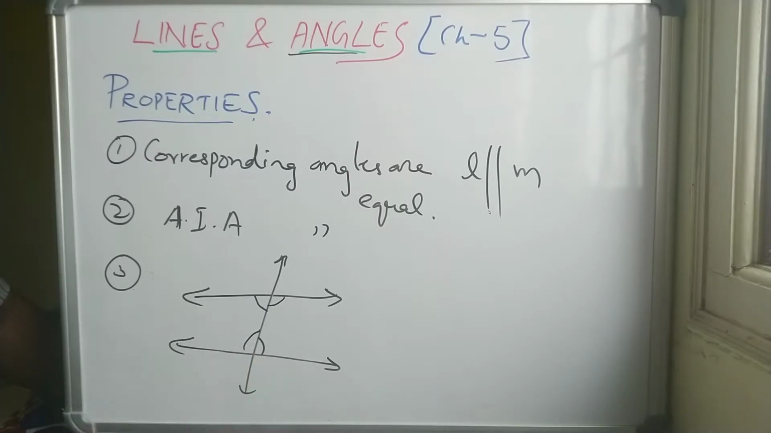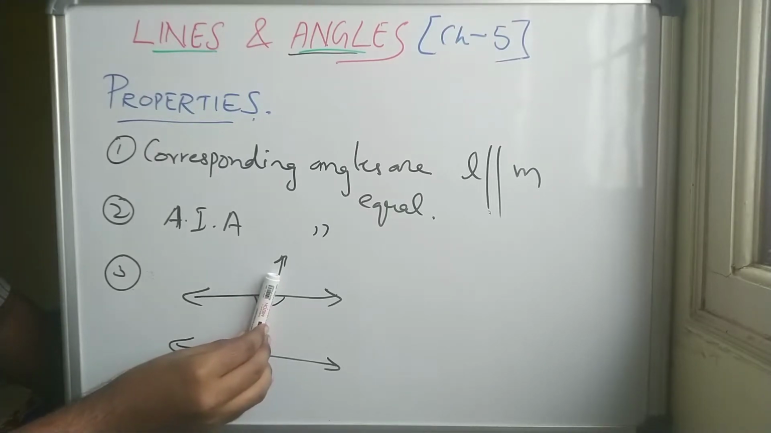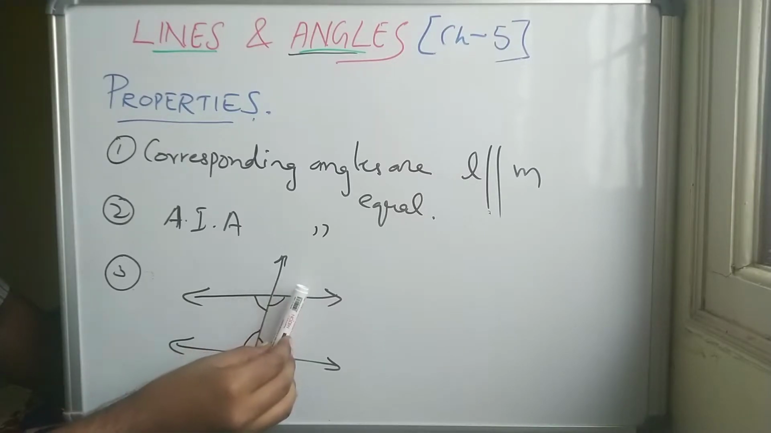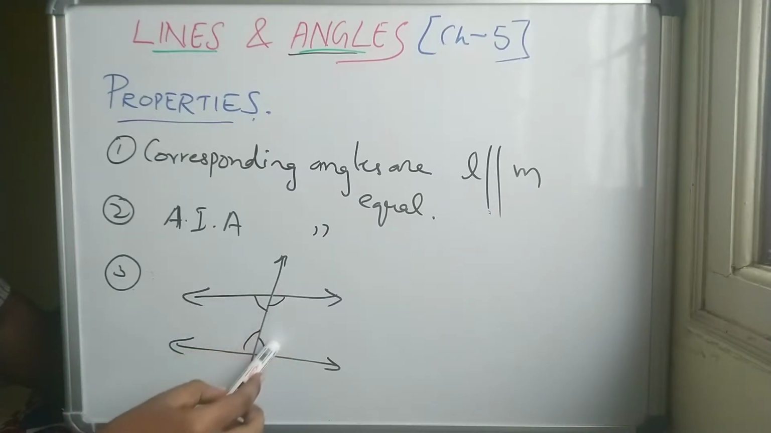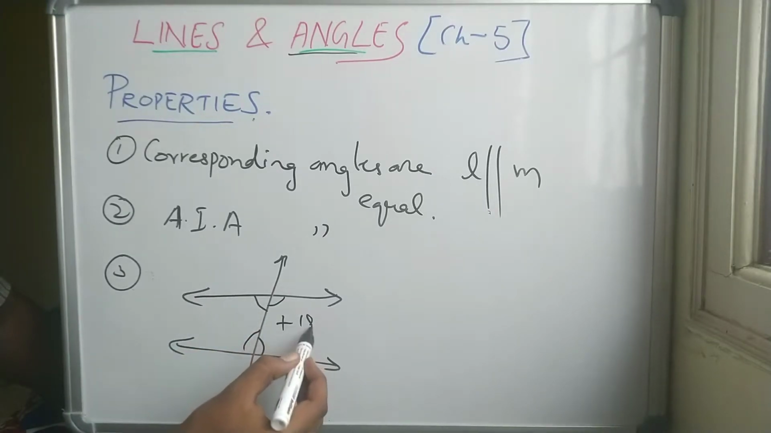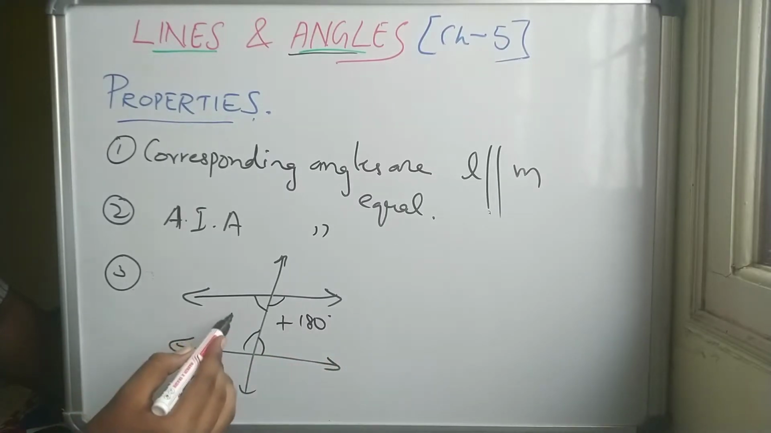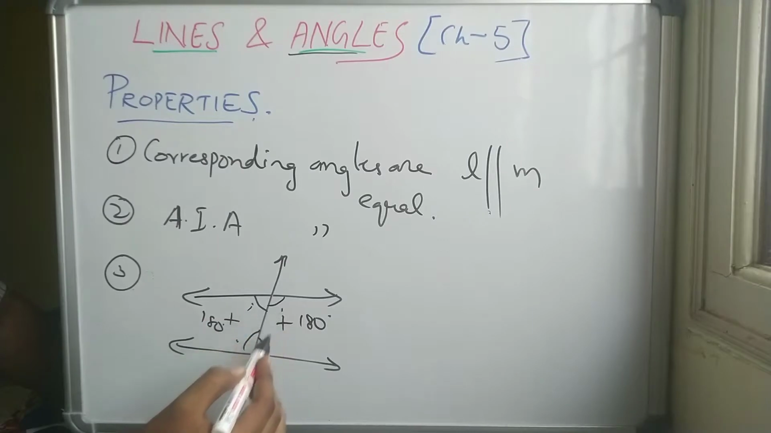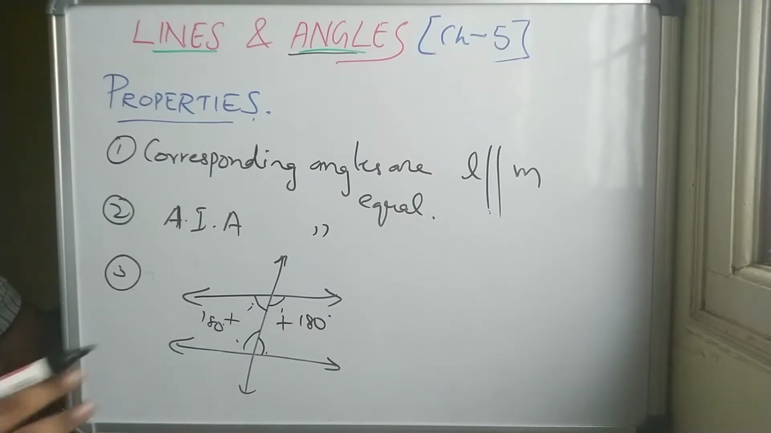This is a transversal, right? Same side means either the right side or the left side. If we consider the right side, the interior angles are these two. Their sum will be 180 degrees. Here also the same thing, the sum will be 180. These two sum will be 180, these two sum will be 180. This thing you have to remember.